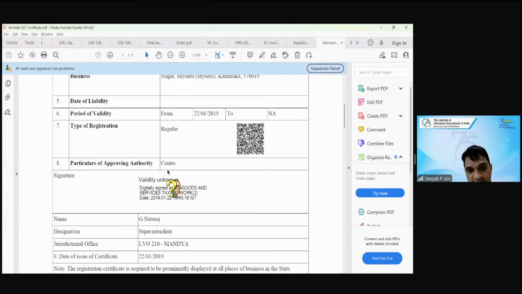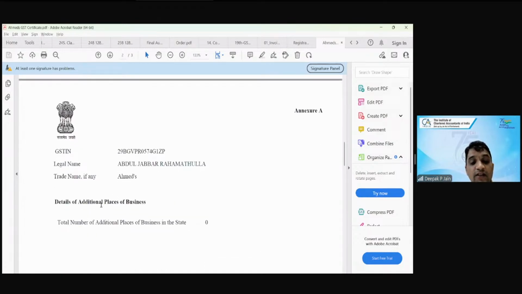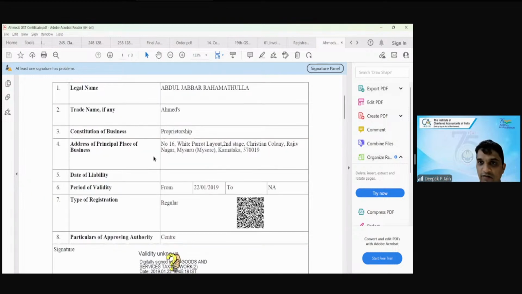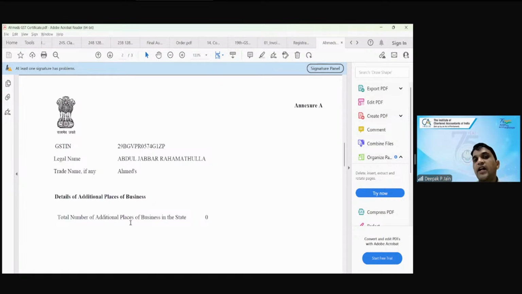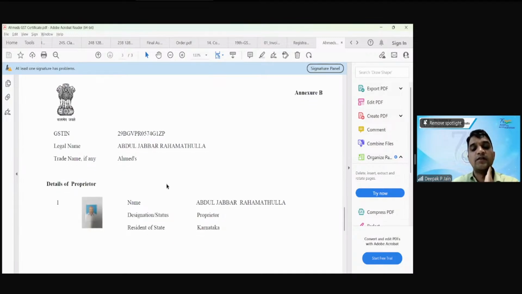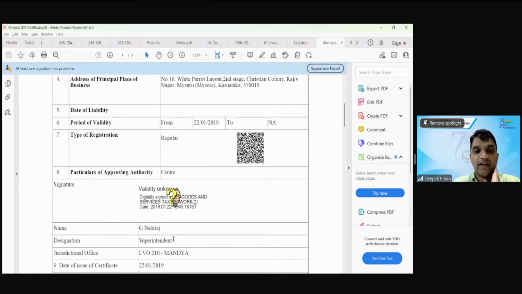Particulars of the approving authority, center authority, the name of the officer and other details. Then you have in the next sheet, if any additional place of business is there. So PPOB, what we say, principal place of business, will appear in the first sheet, and in the second sheet, any additional place of business. So what is the implication of this? Whatever address you have, which is a branch, and you need only one registration, then that will be mentioned in the additional place of business. And then the signatories' details. If it's a proprietor, what is his name, his designation, and resident of the state. So this is how the registration certificate appears.